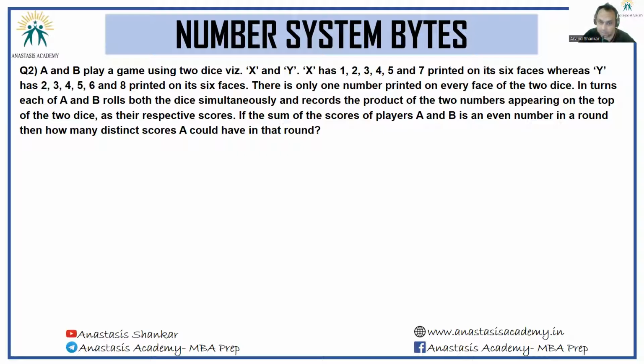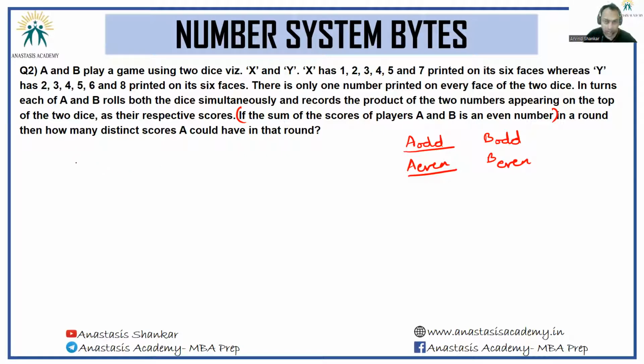If the sum of the scores of players A and B is an even number in a round, then how many distinct scores A could have had in that round? The good thing you can notice here is this information is pretty useless, because effectively what this says is if A has an odd score, then B should also have an odd score, and if A has an even score, B should also have an even score. Effectively, A can get an odd score, A can get an even score, so nothing really changes.